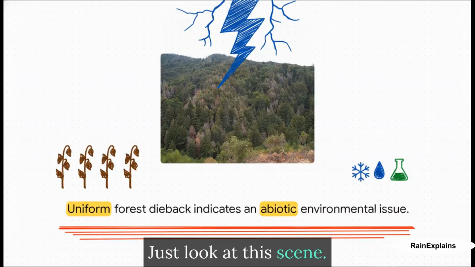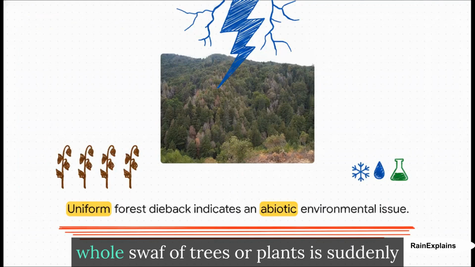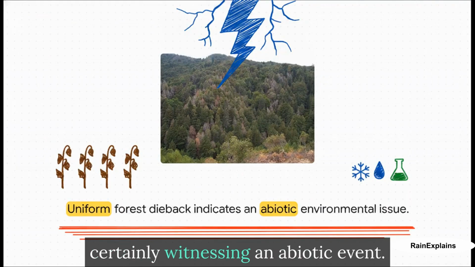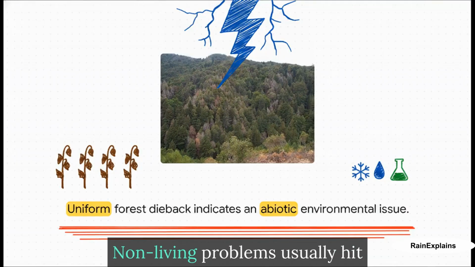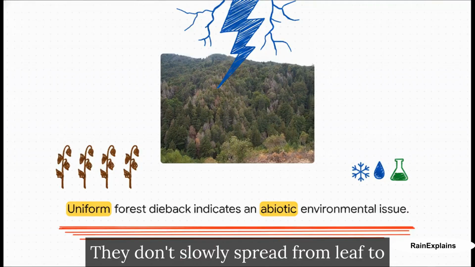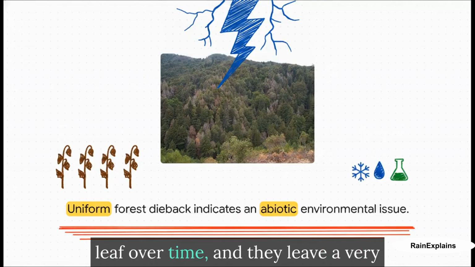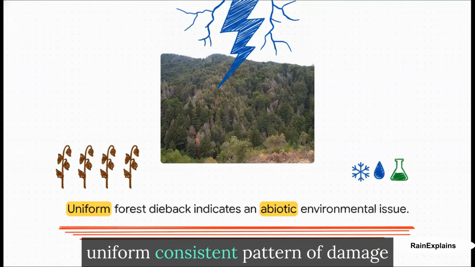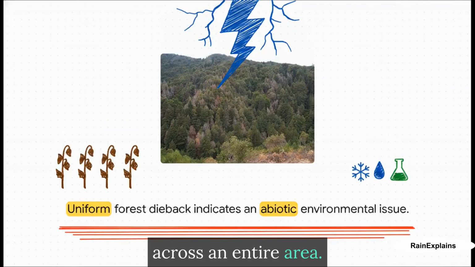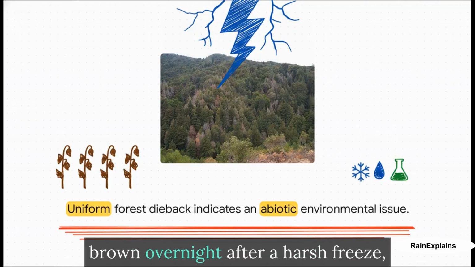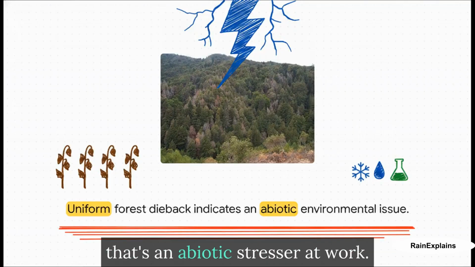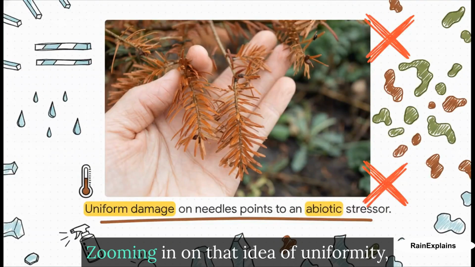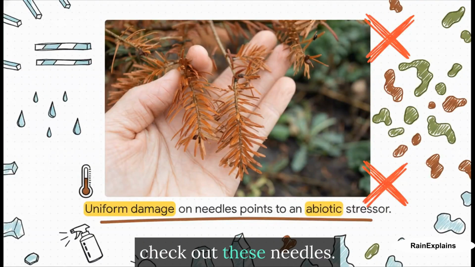Just look at this scene. When you see uniform dieback where a whole swath of trees or plants is suddenly struck down at once, you're almost certainly witnessing an abiotic event. Non-living problems usually hit suddenly. They don't slowly spread from leaf to leaf over time, and they leave a very uniform, consistent pattern of damage across an entire area. So if a whole row of your shrubs turns brown overnight after a harsh freeze, that's an abiotic stressor at work. Zooming in on that idea of uniformity, check out these needles.